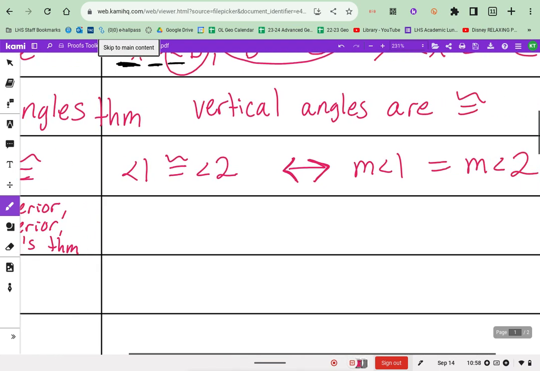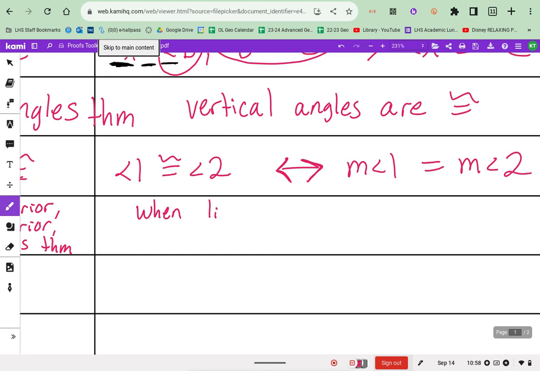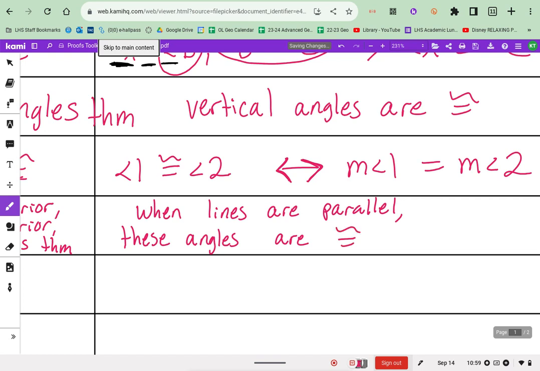So for the meaning, I'm just going to say when lines are parallel, these angles are congruent. All right, awesome. Let's go back to your proof.